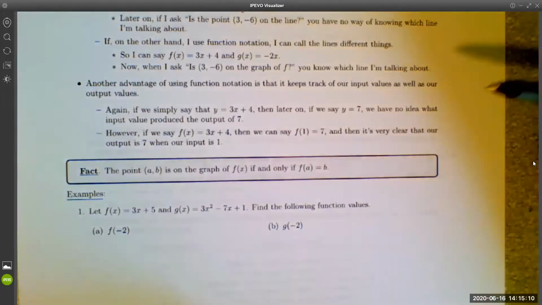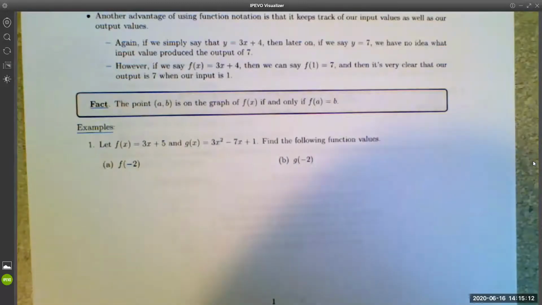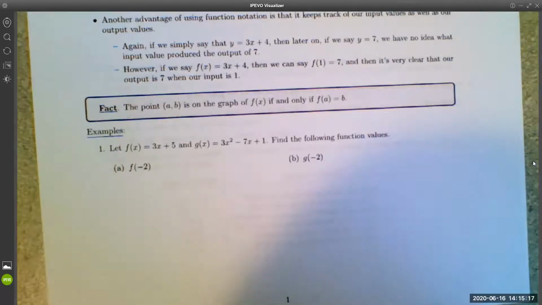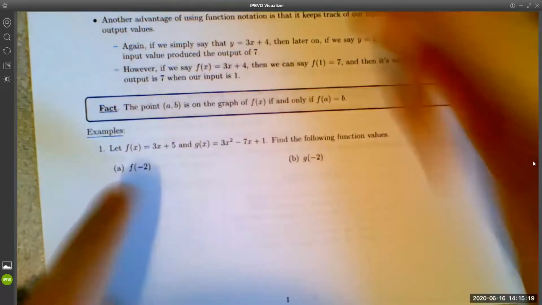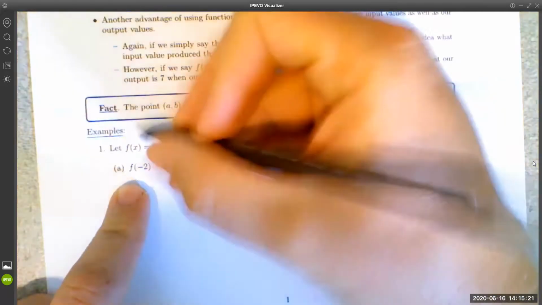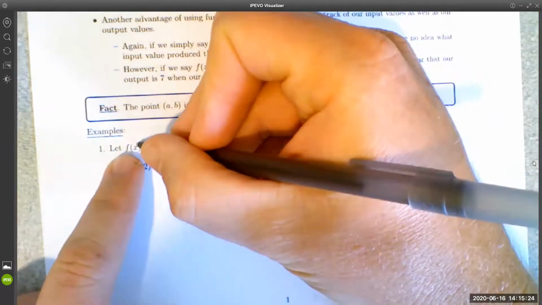Let's do some examples. It says find the following function values. Find f of negative 2. Okay, so if I want to find f of negative 2, then I'm going to look at f of x, and where I see an x, I'm going to replace it with negative 2.